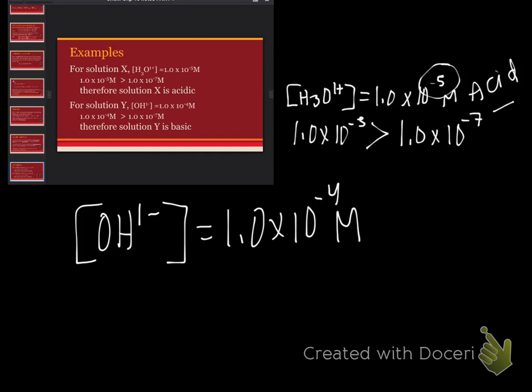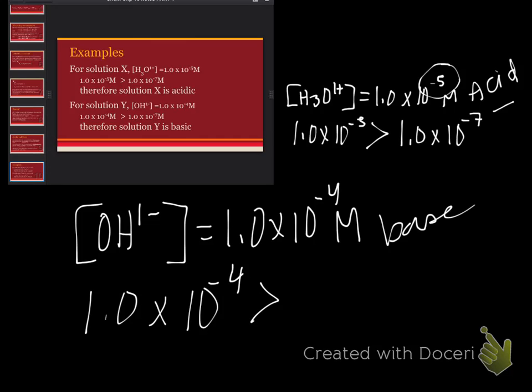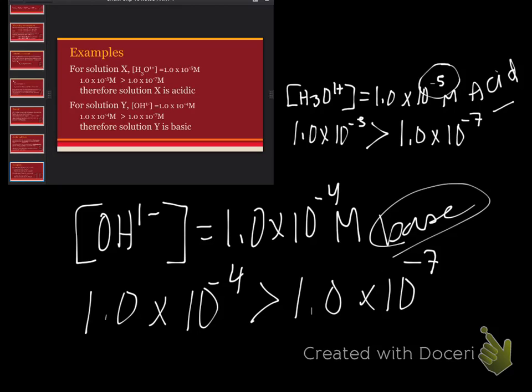Okay, so for some other solution where the concentration of hydroxide ions is 1 times 10 to the negative 4th molar, would that be an acid or a base? It's a base. Because, again, don't be fooled, these are negative exponents. 1 times 10 to the negative 4th is greater than 1.0 times 10 to the negative 7th. So this is a base. Okay? Does that make sense? You have to be real careful with those exponents. The negative exponents do tend to screw people up, so be careful with that.